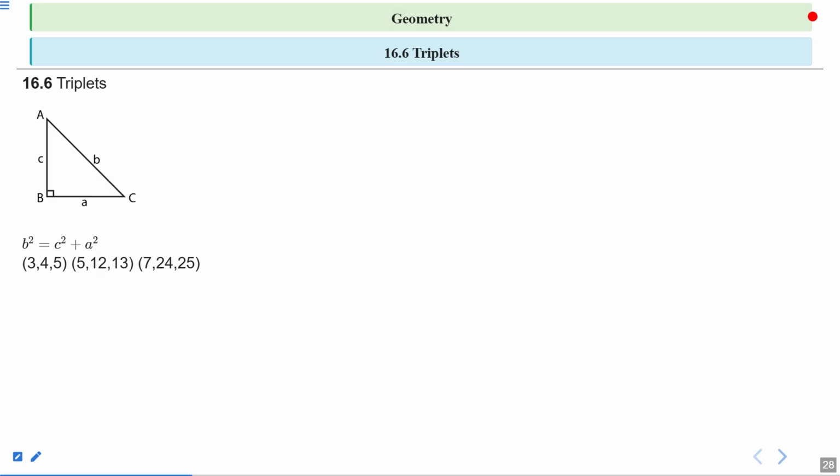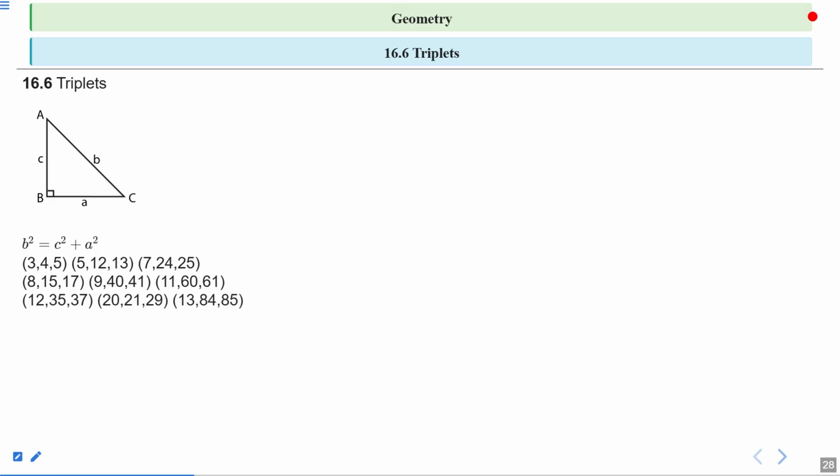3, 4, 5 satisfy this equation. 5, 12, 13 satisfy this equation. 7, 24, 25 satisfy this equation. 8, 15, 17 satisfy this equation. 9, 40, 41 satisfy this equation. 11, 60, 61 satisfy this equation.